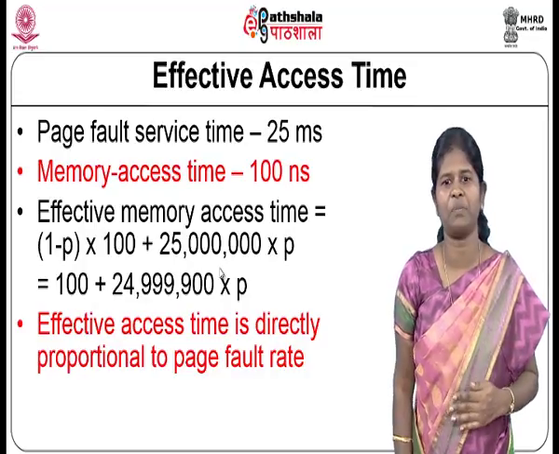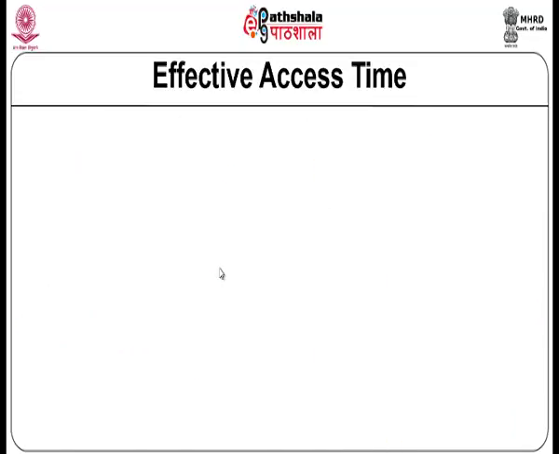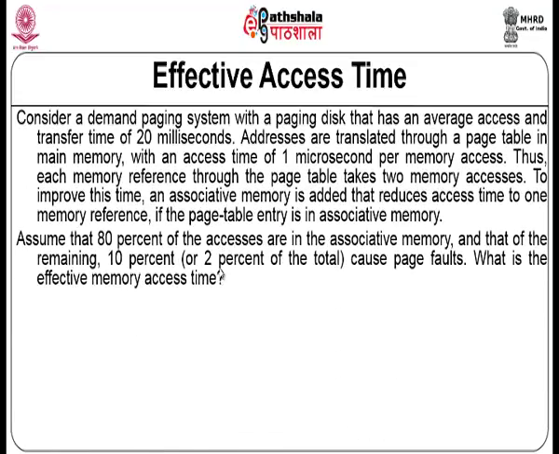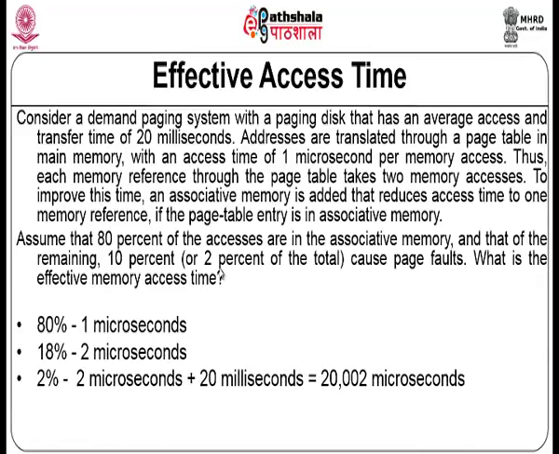So, the effective access time is directly proportional to the page fault rate, and hence the page fault rate should be reduced. Now, just look at this problem. We will see how the effective access time is calculated. You have a demand paging system with a paging disk and the average access and transfer time of 20 milliseconds. The addresses are translated through a page table, and the access time of 1 microsecond for one memory access is given. And each memory reference through the page table takes 2 memory accesses.